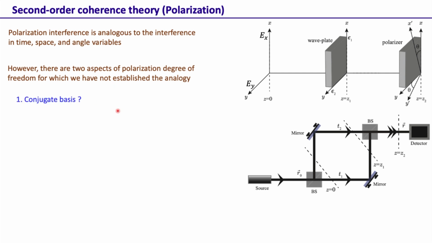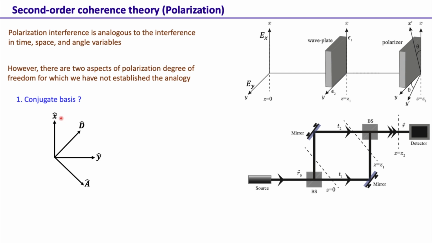First, for time, space and angle we discussed a conjugate basis. Time has a conjugate basis, frequency; position has a conjugate basis, spatial frequency; angle has a conjugate basis, orbital angular momentum. So now the question is, what is the conjugate basis for polarization? Polarization is a two-dimensional vector, so x and y, and a conjugate basis.